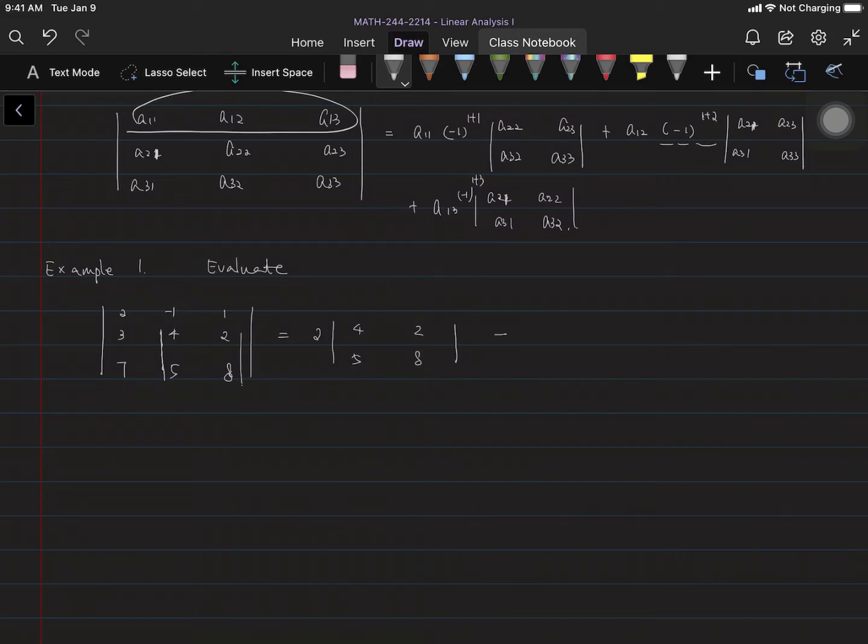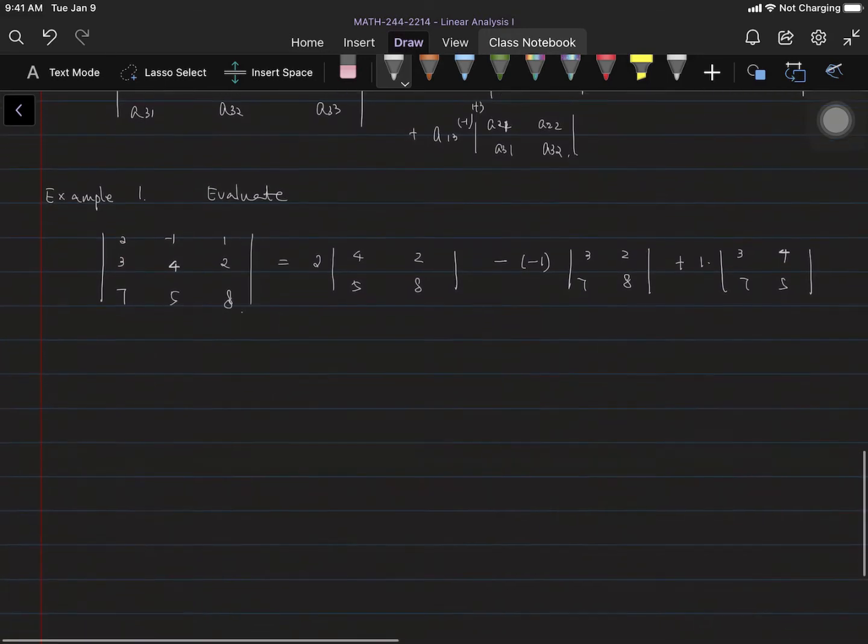And the second number should be minus. The second number is negative 1, so negative 1 times what is left: 3, 2, 7, 8. And then plus 1 times, this number is 4, so 1 times 3, 4, 7, 5. Exactly the same as the cross product you did before.